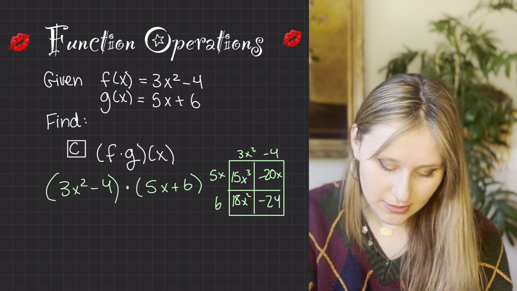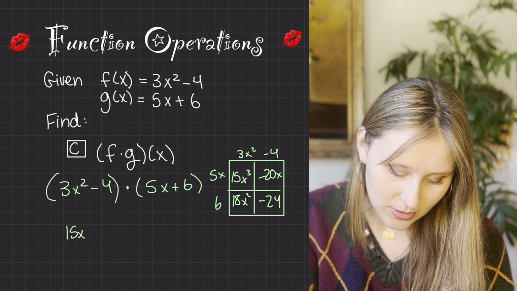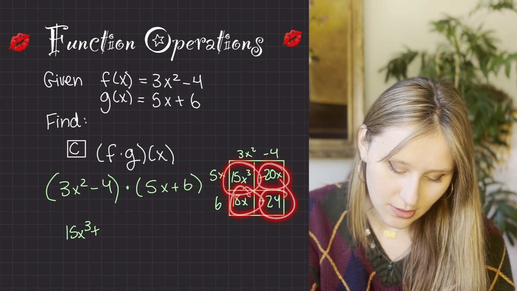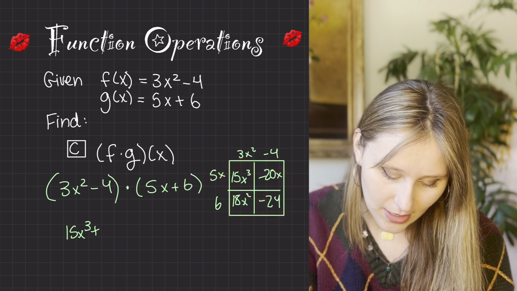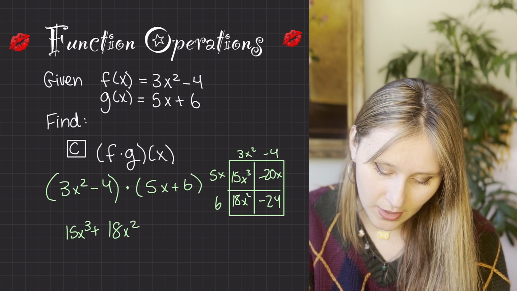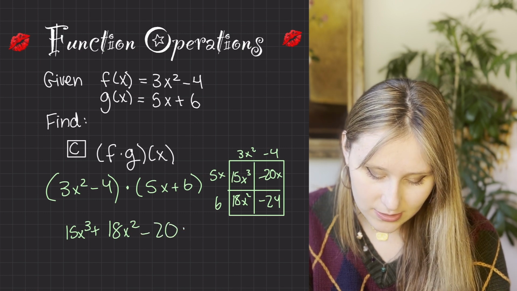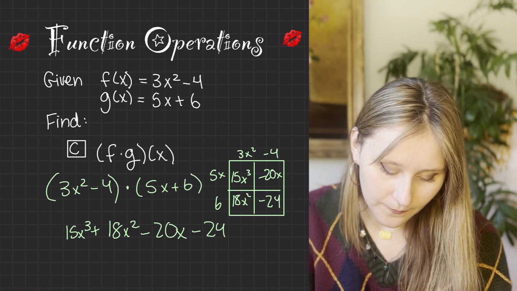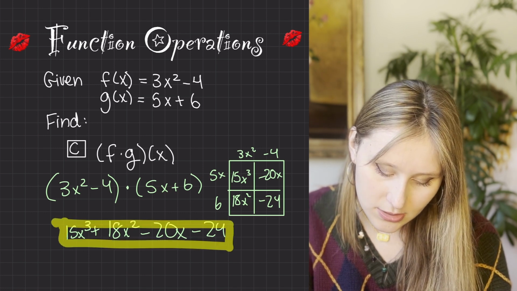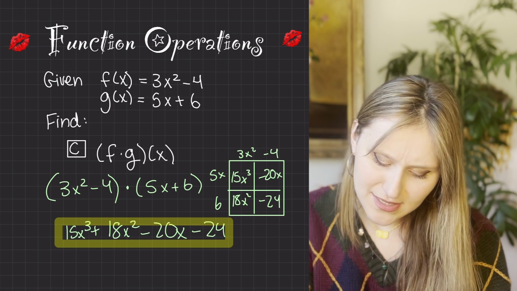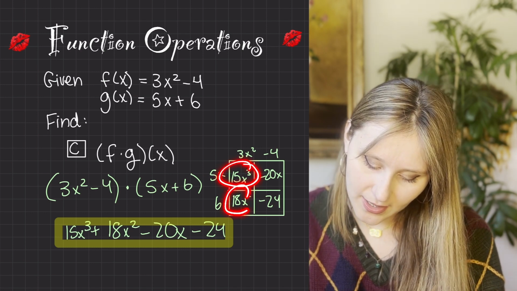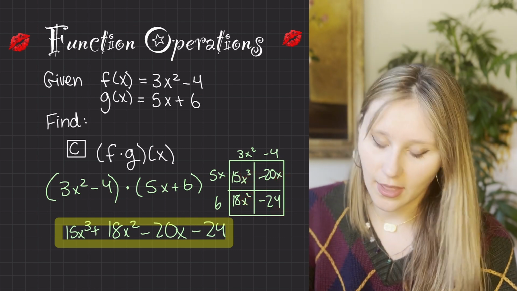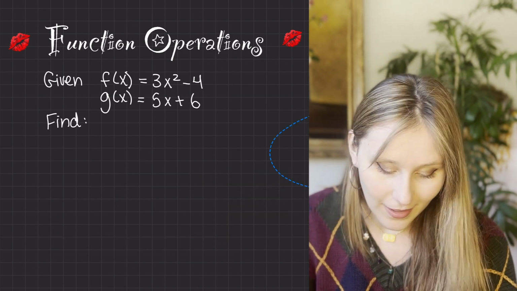Then our final answer is going to be 15x cubed, since we're just adding all of the terms in these boxes, plus 18x squared minus 20x minus 24. And that is our final answer. We're lucky this time because we didn't have to combine any like terms, since we have degrees 3, 2, 1, 0 of the x. So no like terms there.